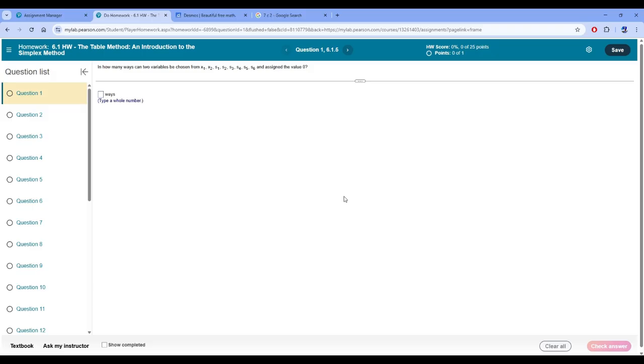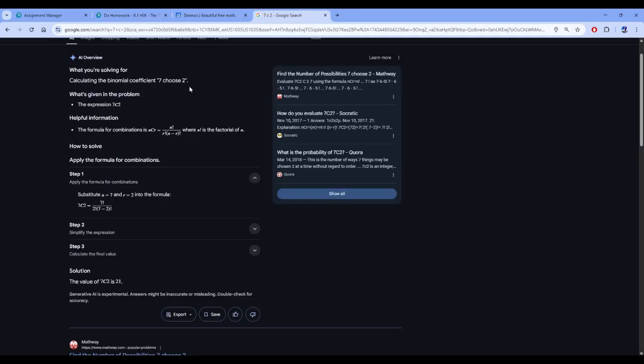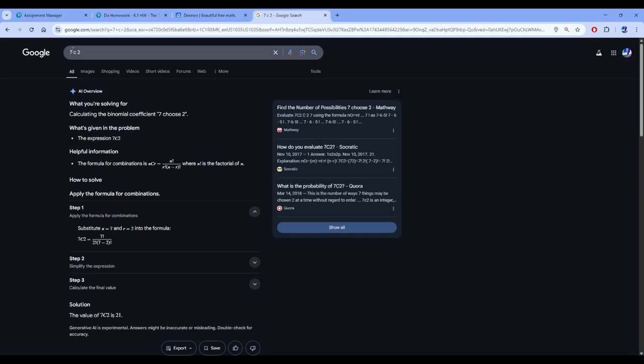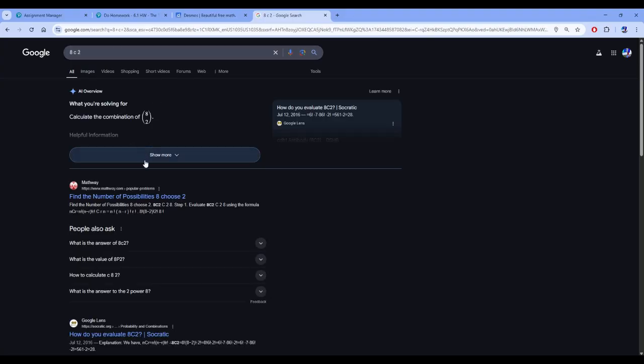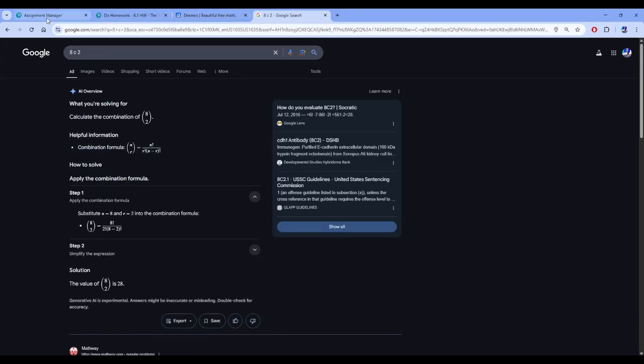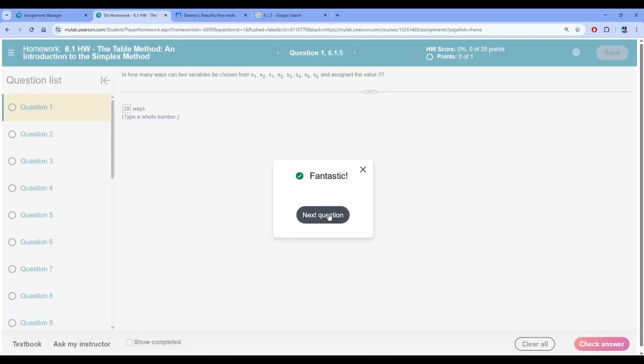In how many ways can two variables be chosen from x1, x2, s1, s2, s3, s4, s5, x6? Let me zoom in a little bit. Here I have 1, 2, 3, 4, 5, 6, 7, 8. I have 8 variables, and I'm only going to be choosing 2 of them. This is a combination. If I have 8 people and I'm choosing 2 of them, 8c2 would give me an answer of 28. So there should be 28 possible different ways.